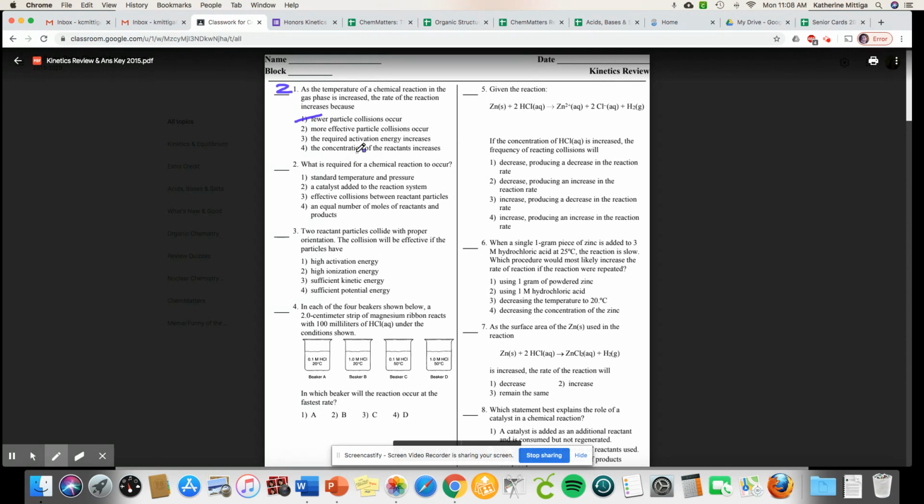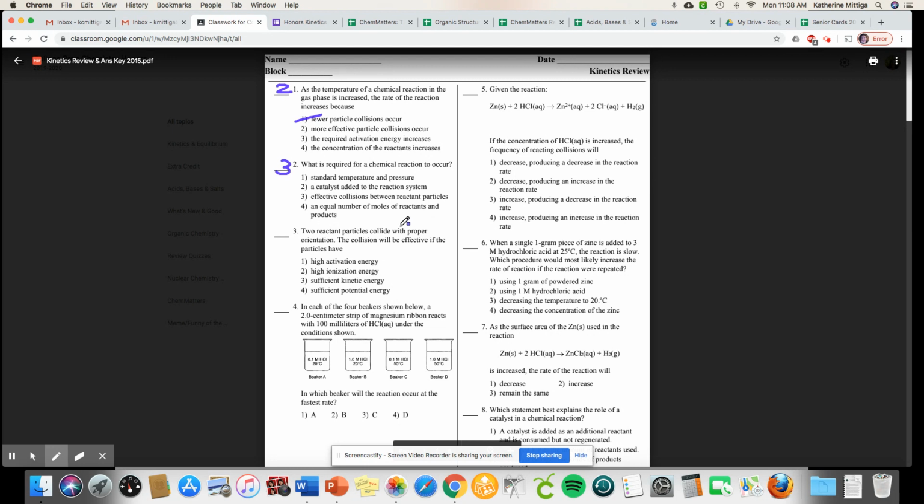What is required for a chemical reaction to occur? Standard temperature and pressure, a catalyst, effective collisions, equal number of moles. The only one that you absolutely need is effective collisions. You could be at standard temperature and pressure. You could have a catalyst. You could have equal number of moles, but you don't need them every time.